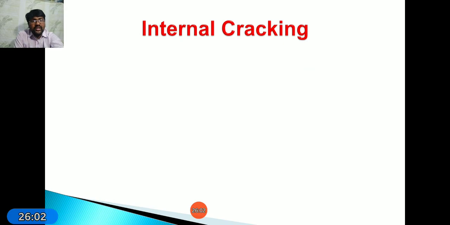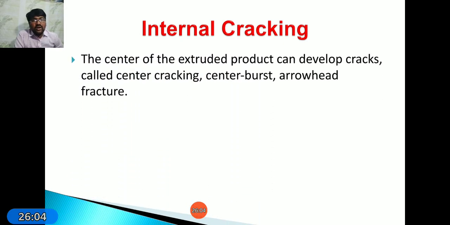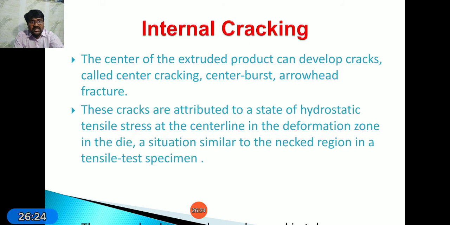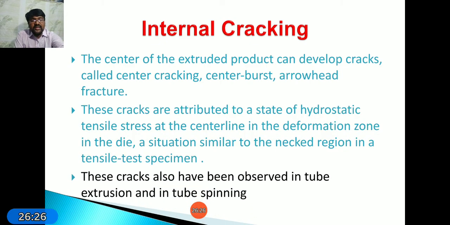Next, coming to internal cracking. Here, the center of the extruded part can develop cracks called center cracking, that is, central burst or arrowhead fracture. Next, these cracks are attributed to a state of hydrostatic tensile stresses at the center line in the deformation zone of the die, a situation similar to the necked region in a tensile stress specimen. These cracks have been observed in tube extrusion and in the tube spinning process.